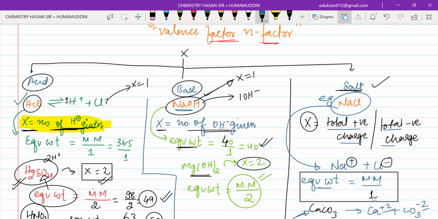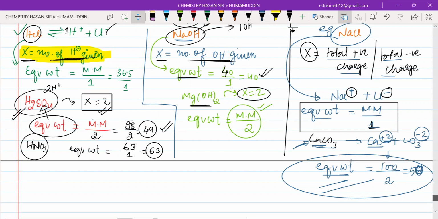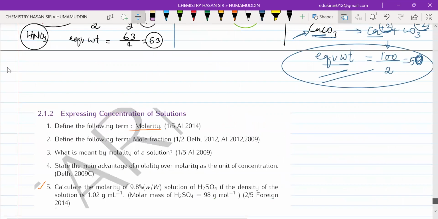X is 1 because positive, you can see only +1 is charge or -1. You will take only the number 1. Like this is also a salt. If you are going to break it, you will get Ca plus 2 and CO3 minus 2. So equivalent weight will be equal to molar mass of CaCO3, which is 100 upon 2, because you can take any one of them, either negative or positive, both will be equal. This is how we calculate equivalent weight.